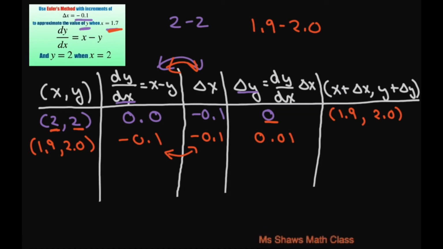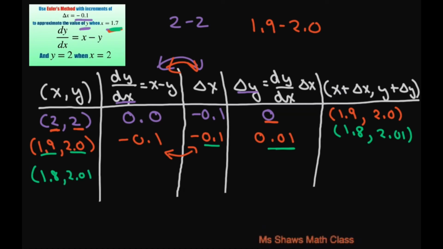So therefore, our new point is going to be 1.9 minus your change of x, so that's going to be 1.8. We're almost there. We do this one more time to get to 1.7. And then you take your 2.0 plus 0.01, so that's going to be 2.01. Write down your new ordered pair, 1.8, comma 2.01.